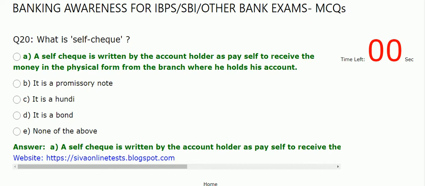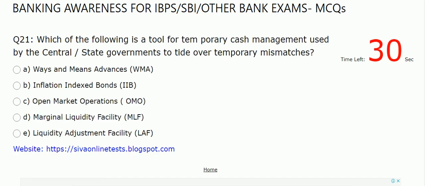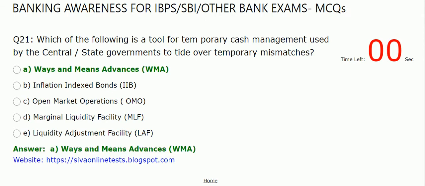Question 21. Which of the following is a tool for temporary cash management used by the central and state governments to tide over temporary mismatches? Options. A. Ways and Means Advances, WMA. B. Inflation Indexed Bonds, IIB. C. Open Market Operations, OMO. D. Marginal Liquidity Facility, MLF. E. Liquidity Adjustment Facility, LAF. Answer. A. Ways and Means Advances, WMA.